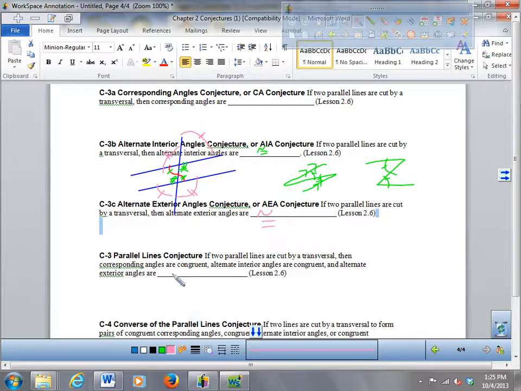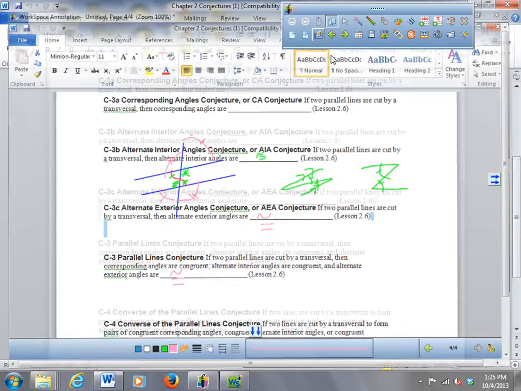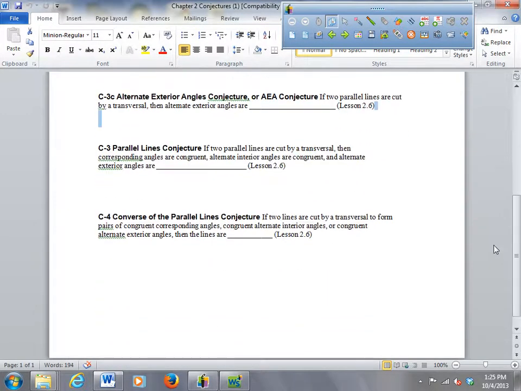And this one right here summarizes all of those things together. If two parallel lines are cut by a transversal, then the corresponding angles are congruent. Alternate interior angles are congruent. And alternate exterior angles are also congruent. Okay? So that just goes congruent. Yes? No? We're good?